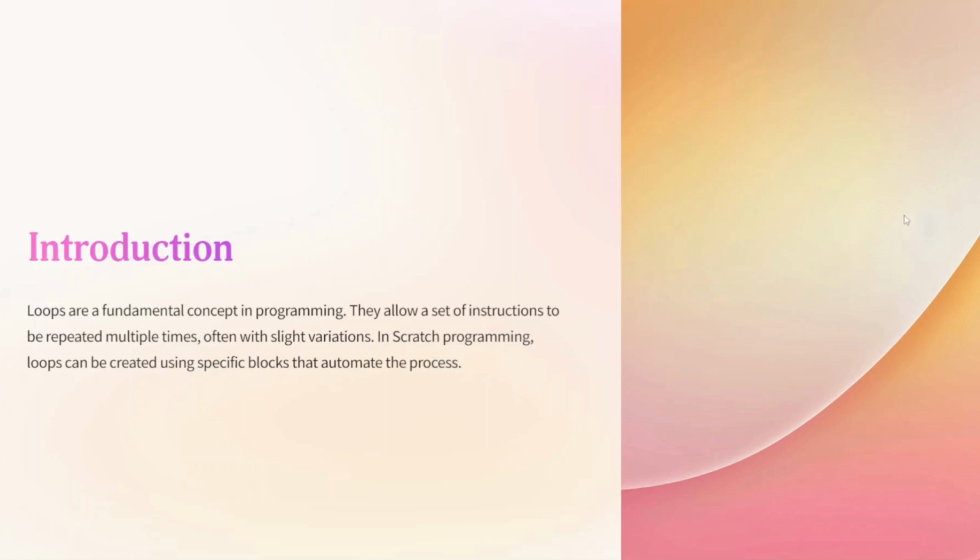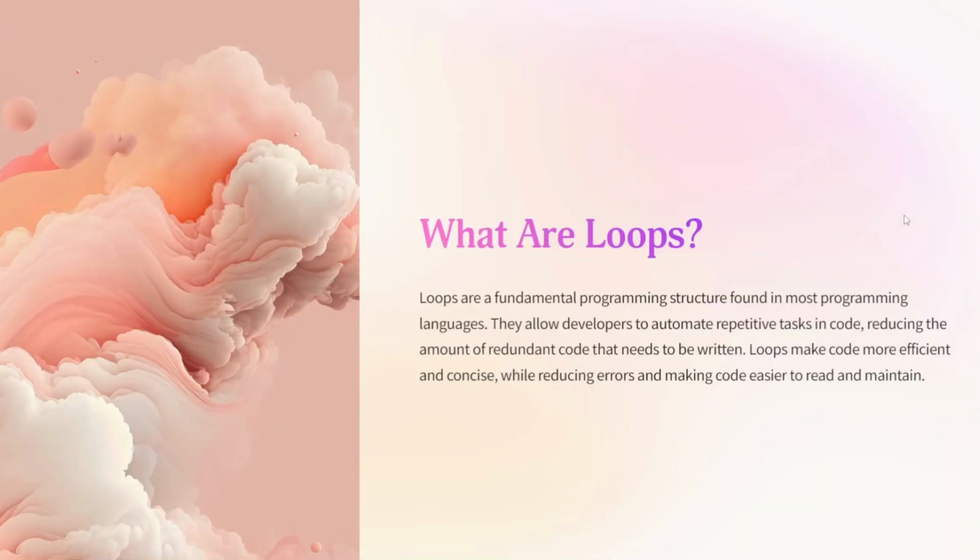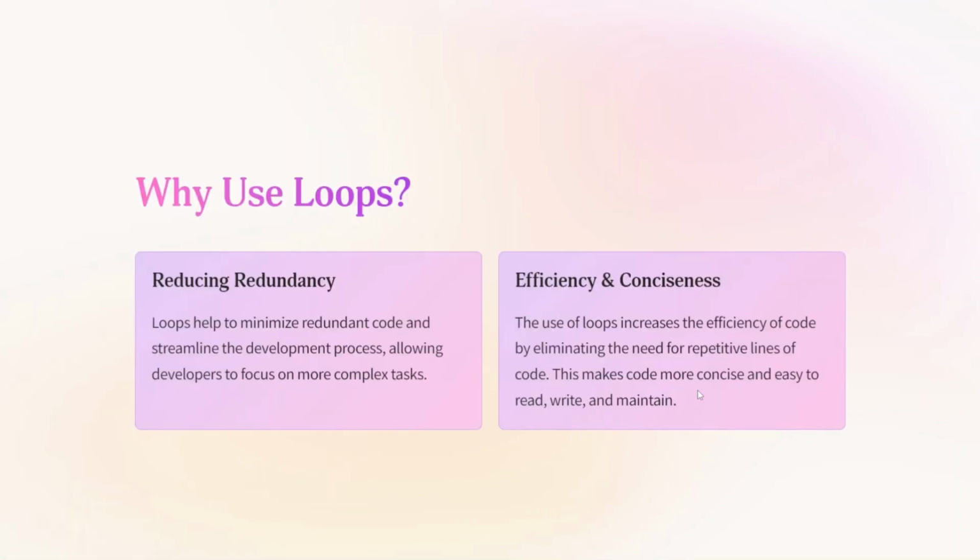It's a fundamental concept in programming. Loops allow a set of instructions to be repeated multiple times, often with slight variations. Loops allow developers to automate repetitive tasks in code, reducing the amount of redundant code that needs to be written. The use of loops increases the efficiency of code by eliminating the need for repetitive lines of code. This makes the code more concise and easy to read, write, and maintain.